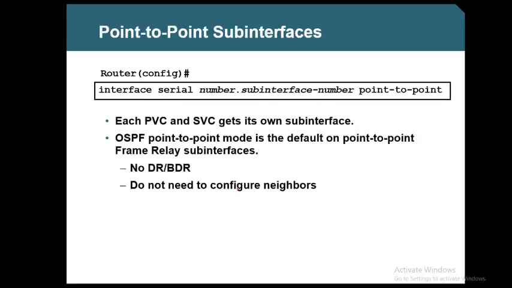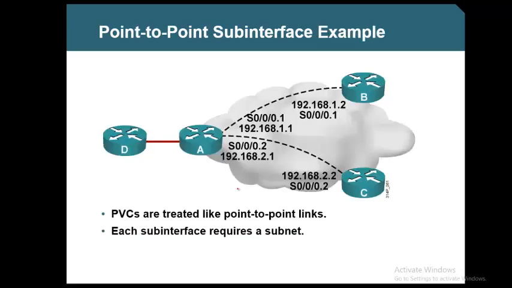Next is point to point, which works on sub-interfaces, where the neighbors will not be in the same subnet. They will be in different subnets, like this. You see, here 192.168.1, here it is two different subnets. So you get sub-interfaces. This is point to point. The timer here is 10 and 40.